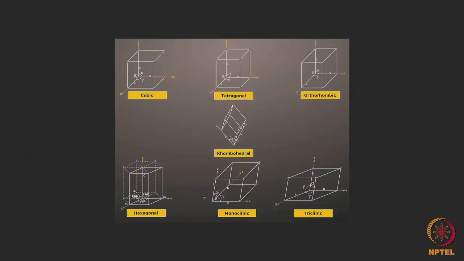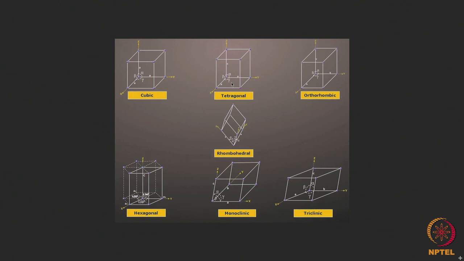Now, if we look at the unit cells in the seven crystal systems, for example, this is the cubic. We can see that in the cubic system, the unit cell is defined by the lengths A, A and A, that means all these are equal along x, y and z, and alpha, beta and gamma, these angles are all 90 degrees. When we talk about a tetragonal unit cell, then we see that these two lengths are the same, A and A along x and y. The length C is different from the length A. So, it is A, A, C and the angles alpha, beta and gamma, each one of them is again 90 degrees.